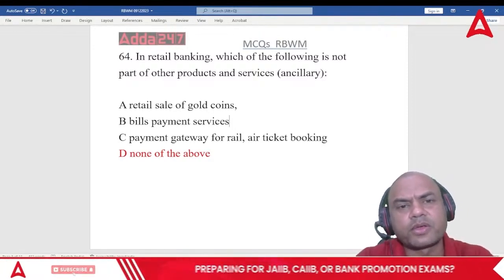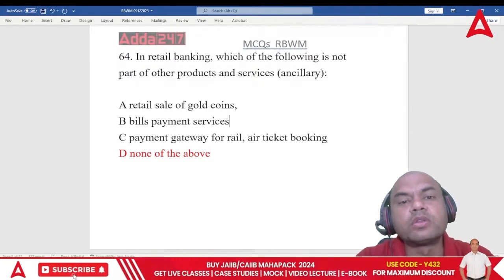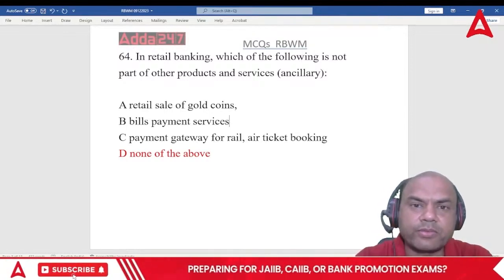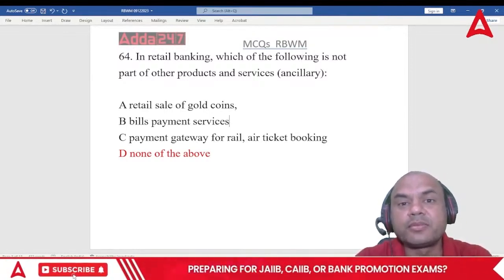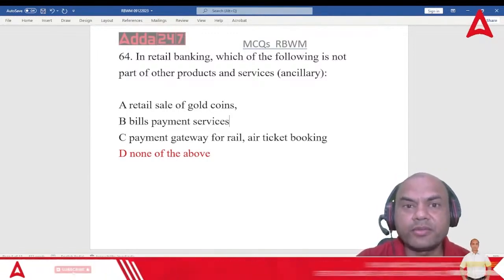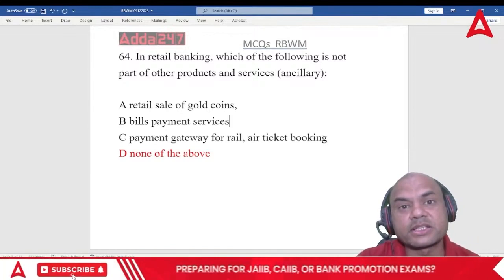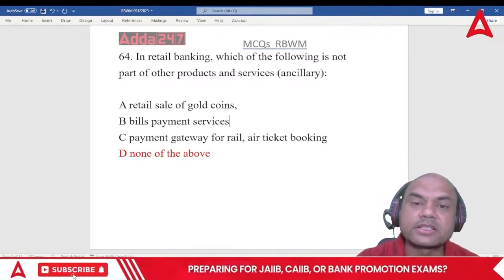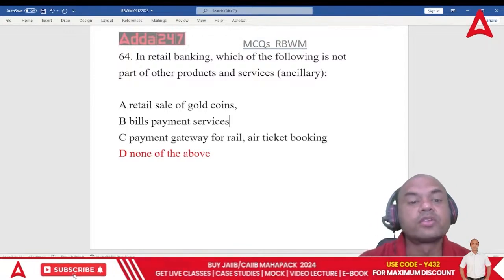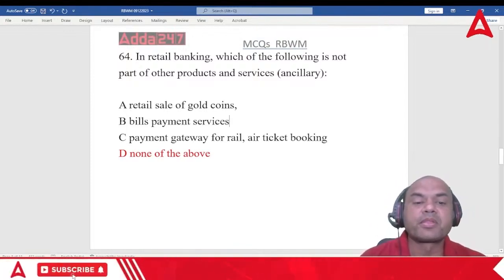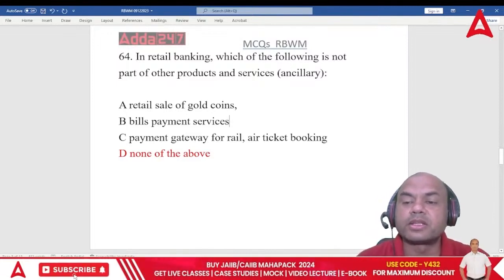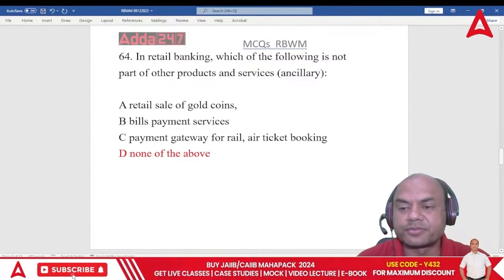Is it a core product of a bank? Suppose if there is no locker tomorrow, won't the bank function? Will the bank stop functioning? So ancillary means which is not directly affecting my core business. Even mutual fund, insurance, third party product, these are all ancillary services. Many others are there. So coming back, the answer is none of the above. All of them are a part of other products or ancillary services.